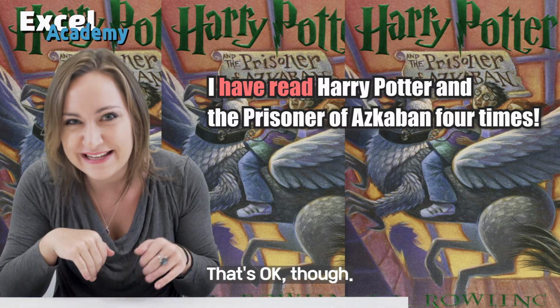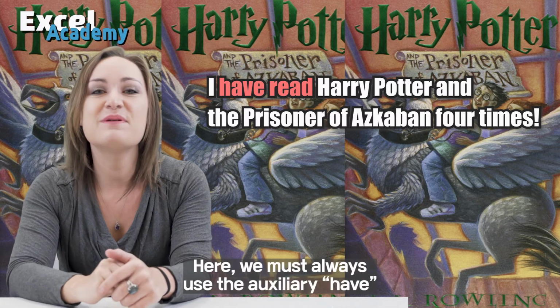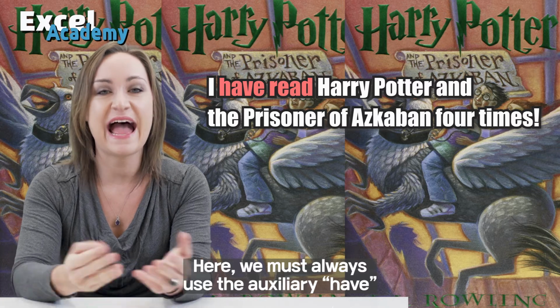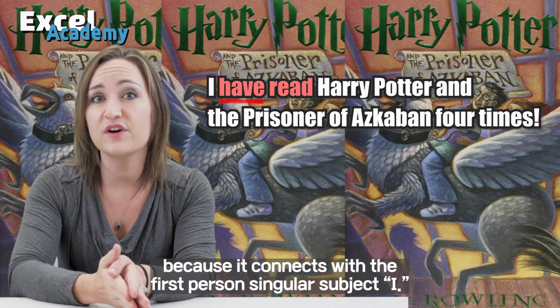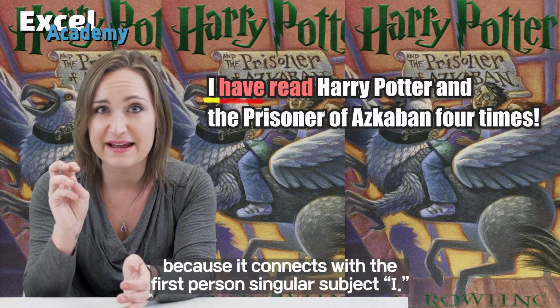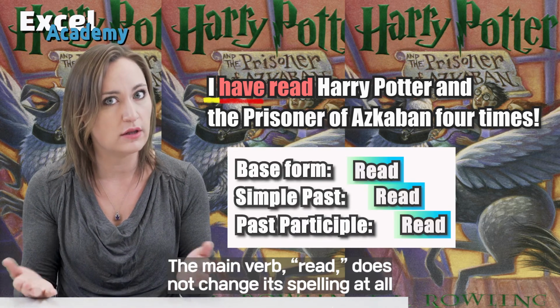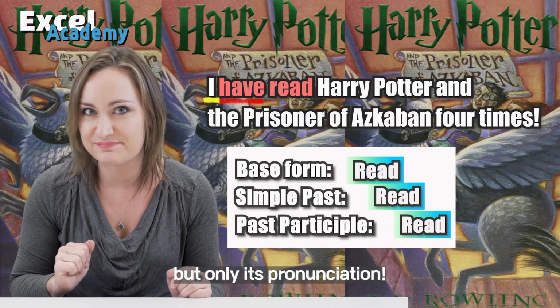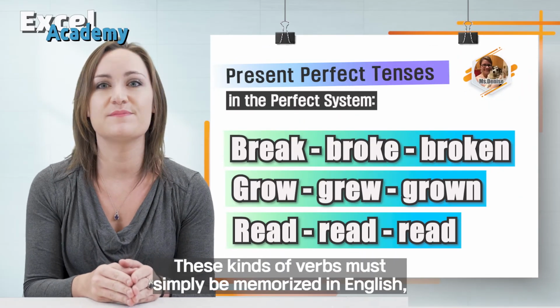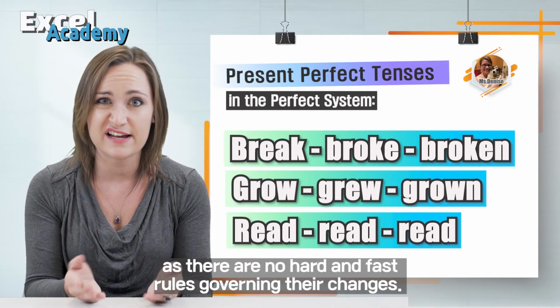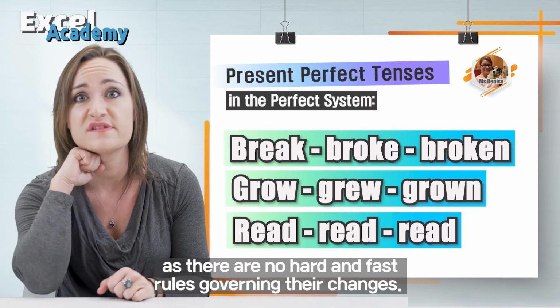That's okay though. Here, we must always use the auxiliary have because it connects with the first person singular subject, I. The main verb, read, does not change its spelling at all, but only its pronunciation. These kinds of verbs must simply be memorized in English as there are no hard and fast rules governing their changes.